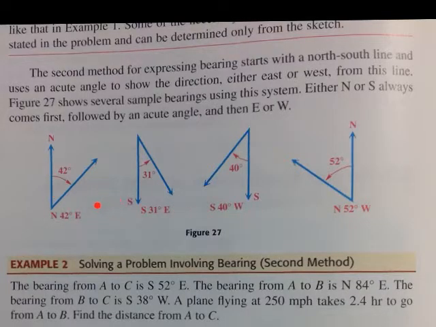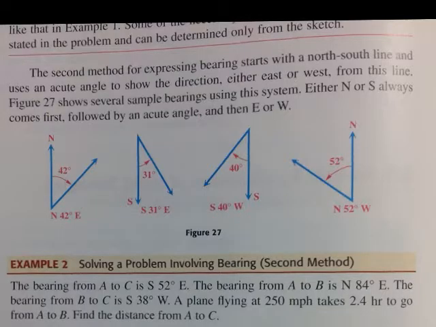Now let's say that I'm on the south line. Let's say that this is my east-west line and I'm going below it. If I'm below it, I would say I am on the south line and I'm 31 degrees to the right of the south line, or 31 degrees east. So I would say south, 31 degrees east. Over here, same thing. South line, 40 degrees to the left, or west. So that's the way you say these.